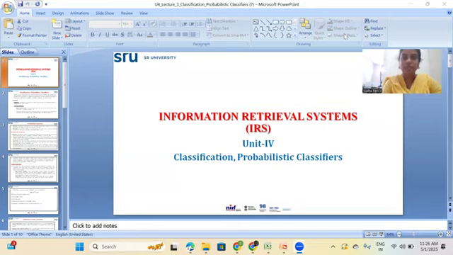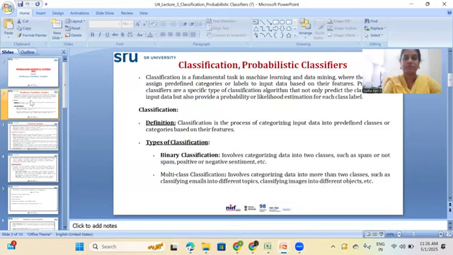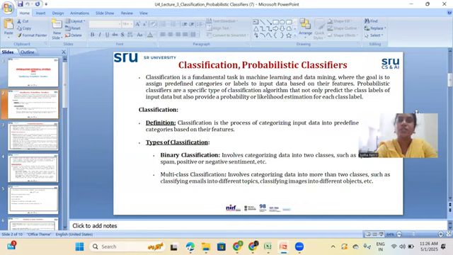Today, I am going to explain about the topic classification and classifiers in information retrieval system. Classification is a fundamental task of machine learning and data mining, where the goal is to assign predefined categories or labels to input data based on their features.